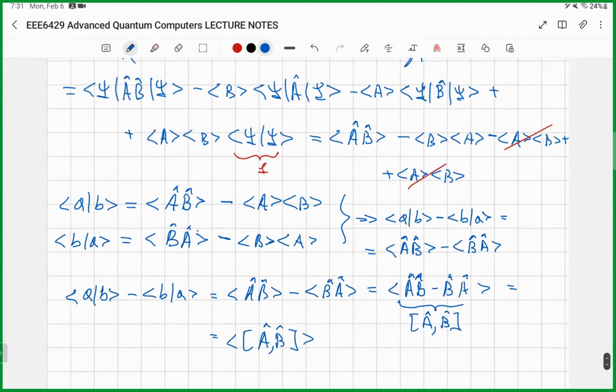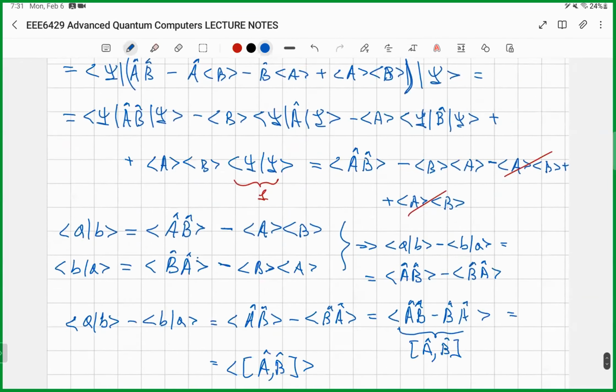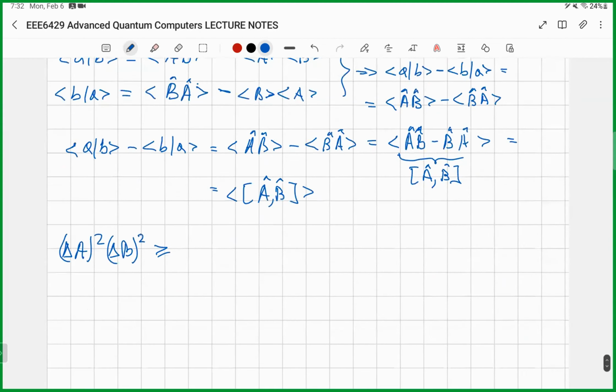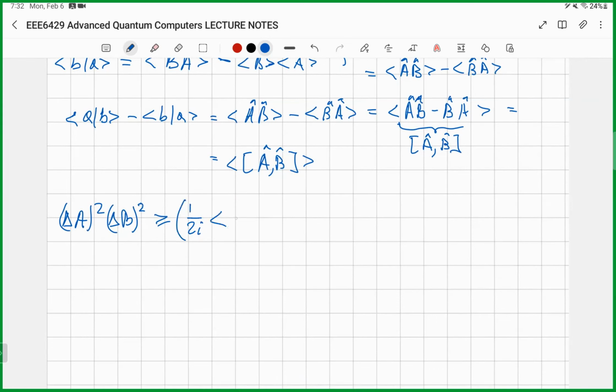So the result of this formula is delta A squared delta B squared larger than 1 over 2i, expectation value of the commutator A and B. Oops, expectation value squared.